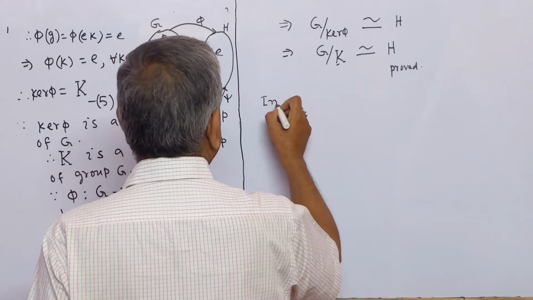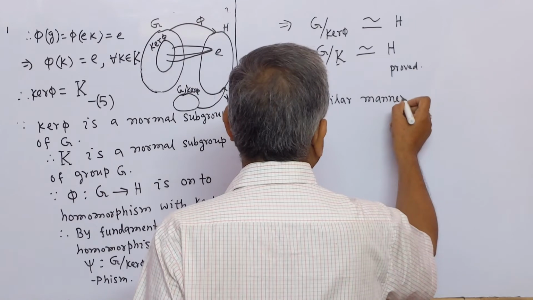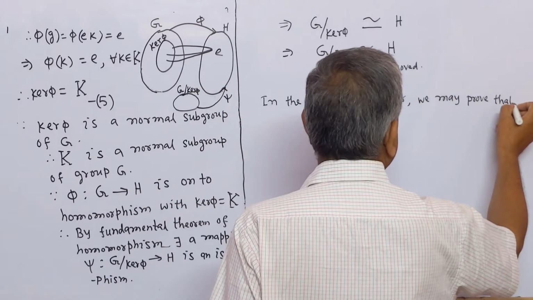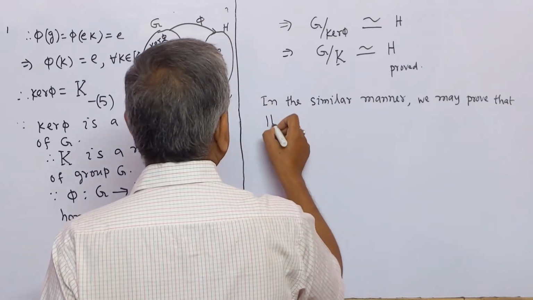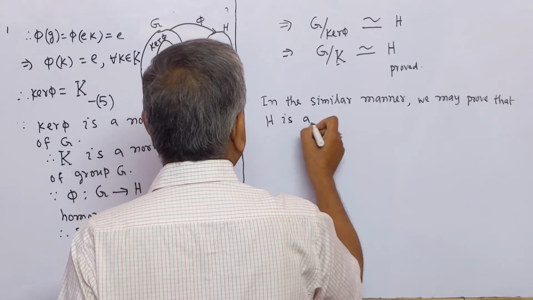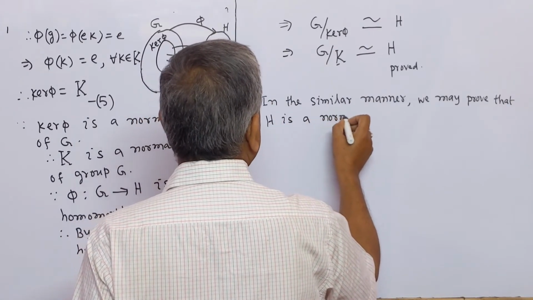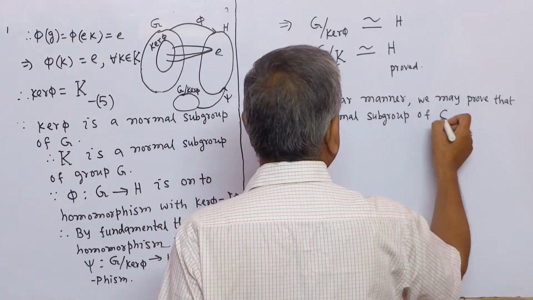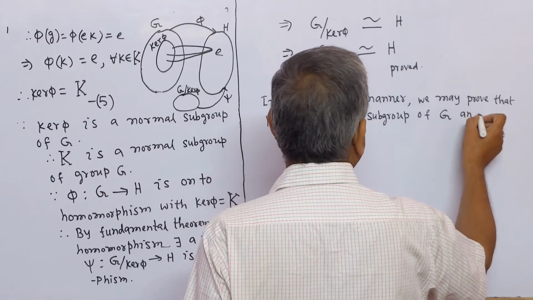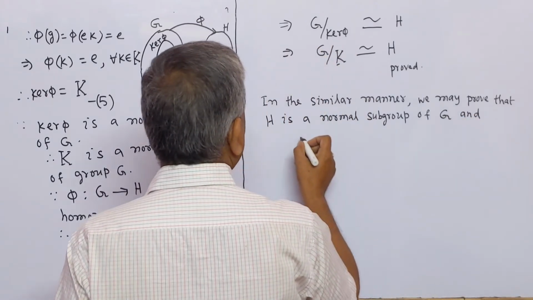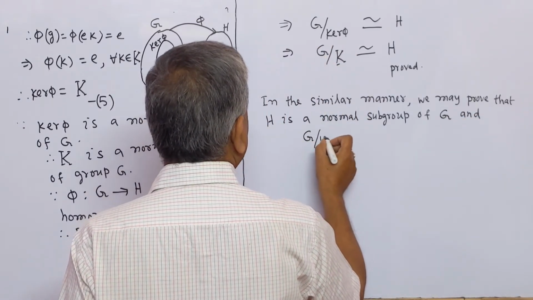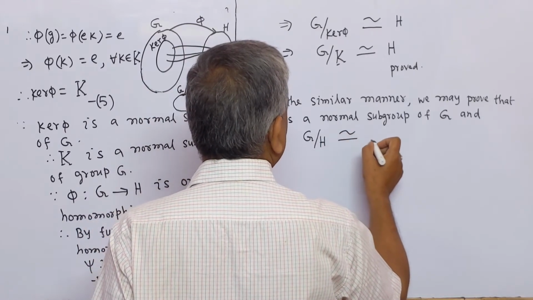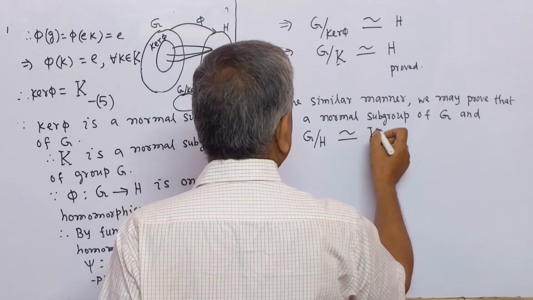In a similar manner, we may prove that H is a normal subgroup of group G and the quotient group G by H is isomorphic to subgroup K.